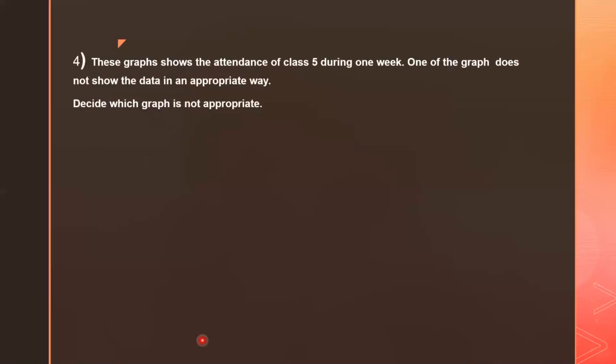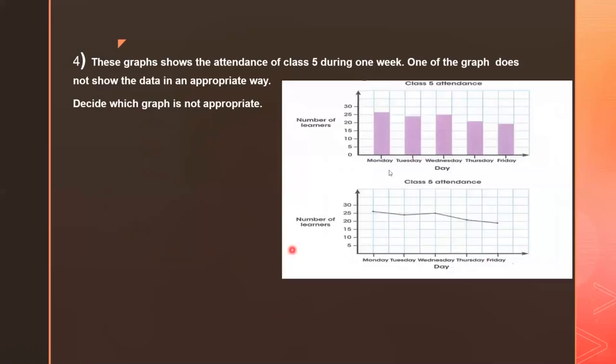This graph shows the attendance of class 5 during 1 week. One of the graphs does not show the data in an appropriate way. Decide which graph is not appropriate. So these are the graphs. Here you can see two different graphs which give you the exact same idea. So the idea is class 5 attendance. They are giving the data about class 5 attendance. Both graphs have an x-axis and y-axis, and the data are even the same.